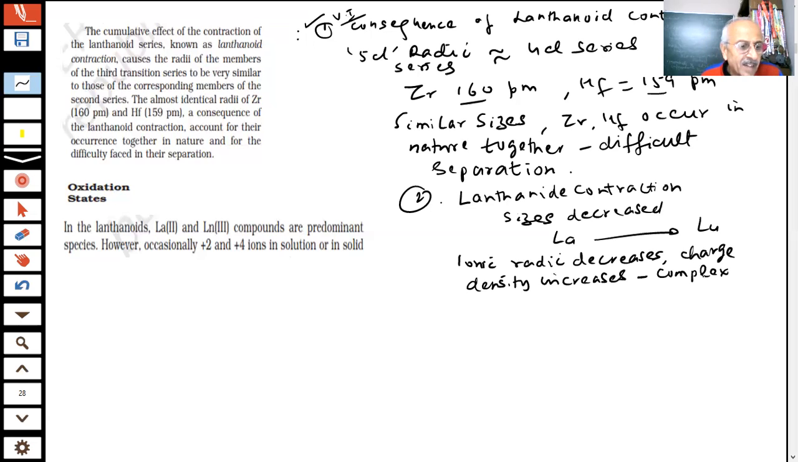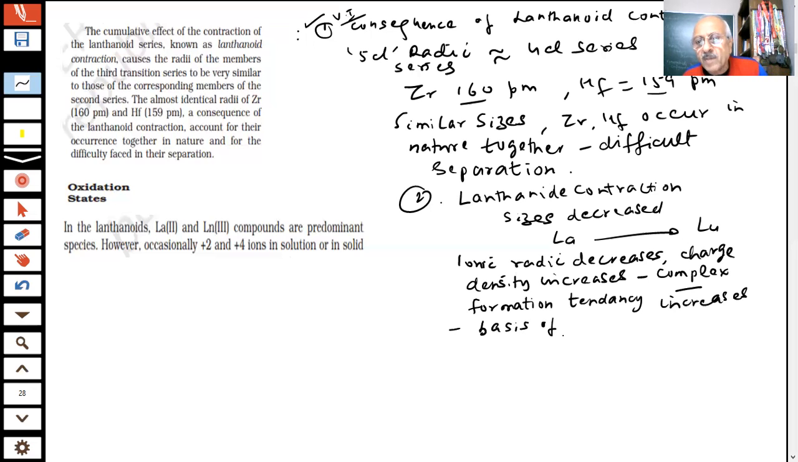So the result of that is the complex formation tendency increases, student. This is a very important point. And this is the basis of the separation of lanthanides. A very important question has been asked in other papers also. This is the basis of the separation of lanthanide M3+ ions.